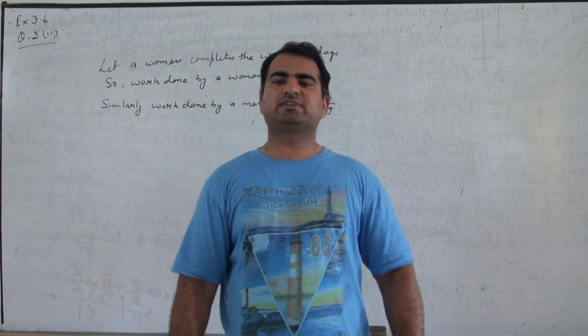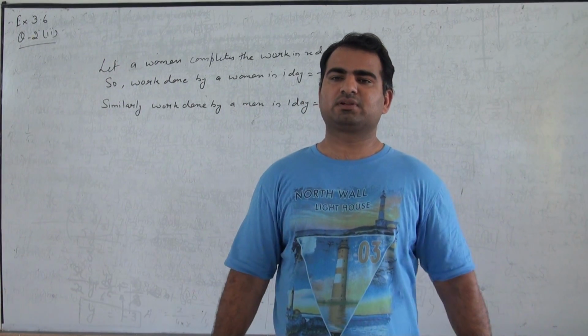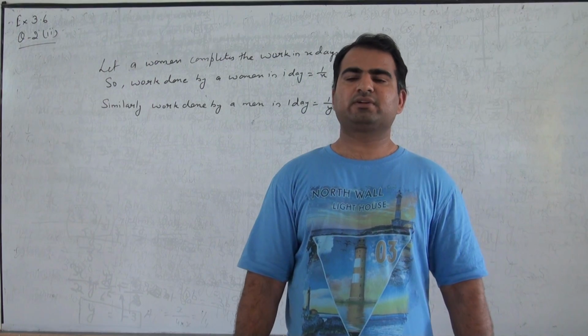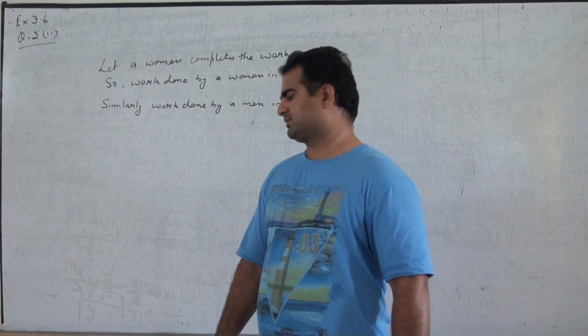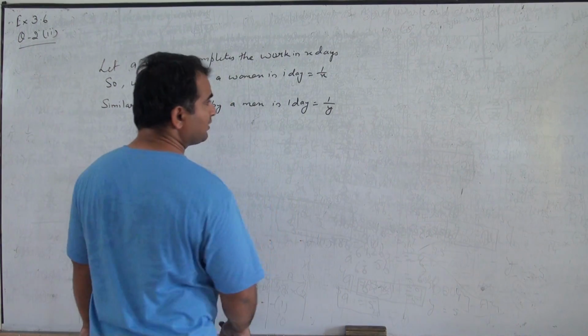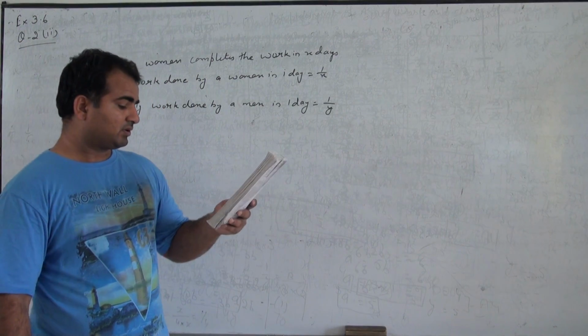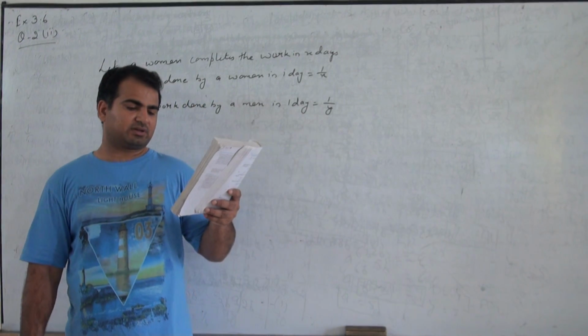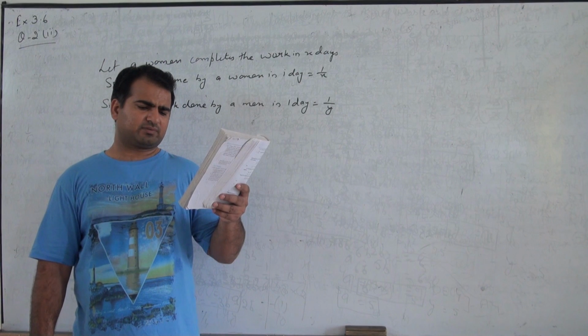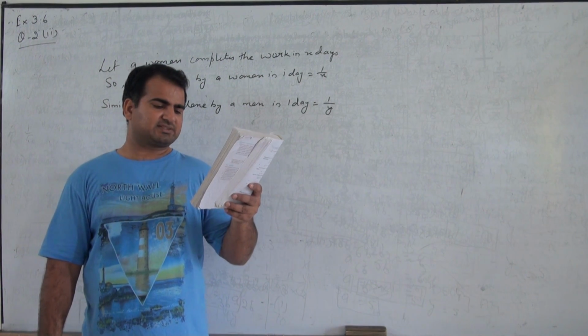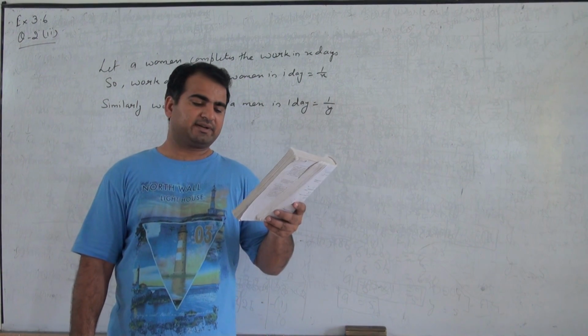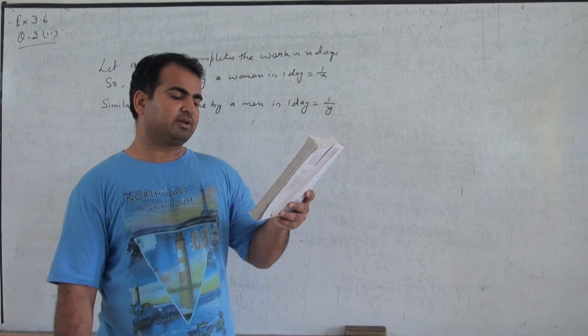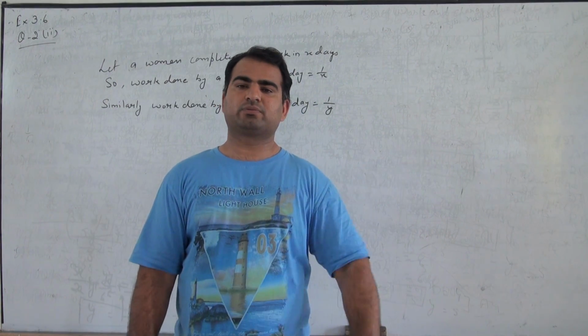Good day class. In this video what we are going to do is question number second, part second, exercise number 3.6. So the question is, 2 women and 5 men can together finish an embroidery work in 4 days, while 3 women and 6 men can finish it in 3 days. Find the time taken by 1 woman or 1 man alone.